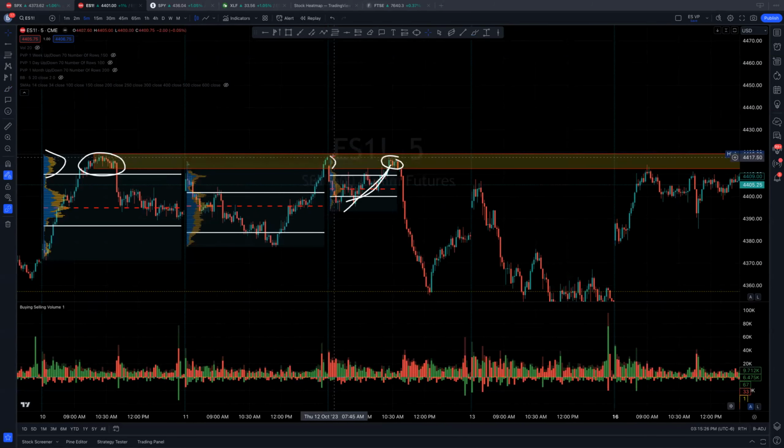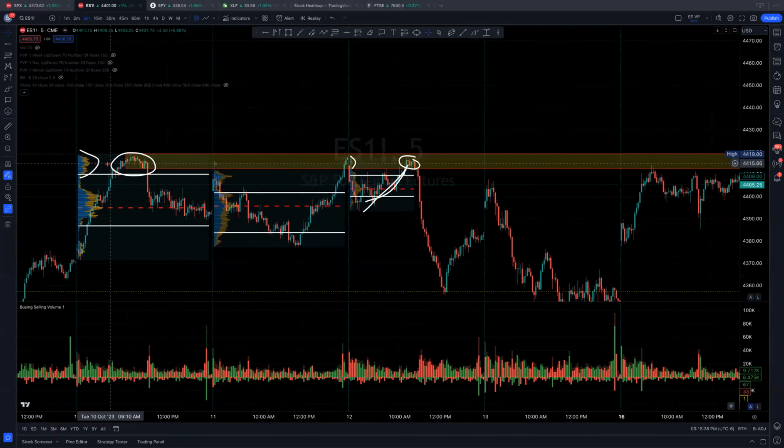We didn't make any high volume nodes, meaning there was not a lot of trading going on here. Buyers were not interested in this area. And it showed it in the price action as well. Significant trading, massive rejection, like instant rejection. We're here, very little trading, started chopping, and then massive move down.